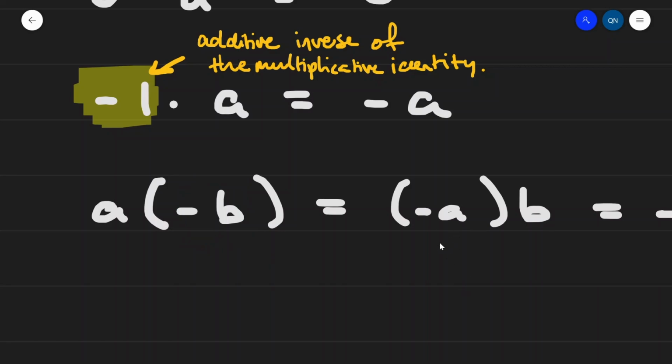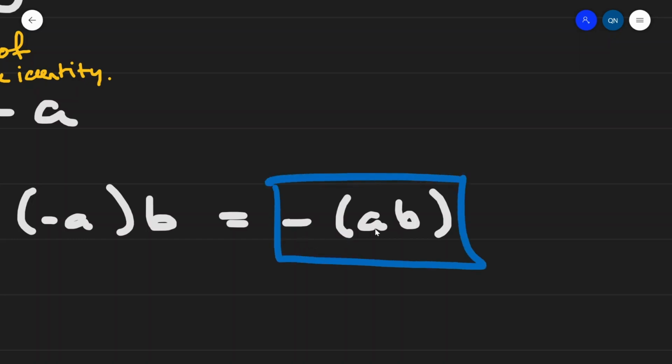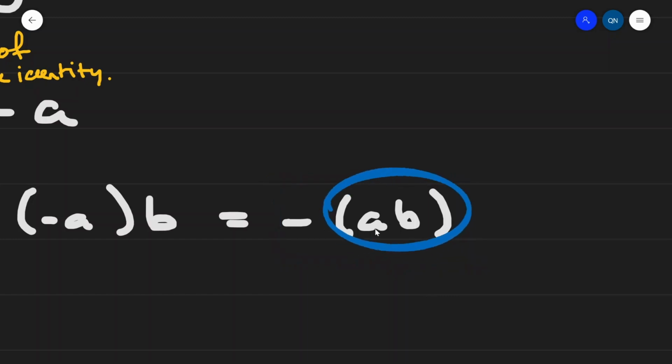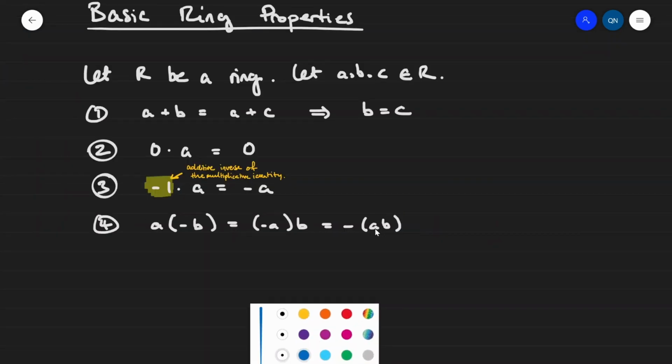And the same goes for A over here, and over here we have a negative of AB, but again, because we have the negative in front, it's really this whole thing that's referring to the additive inverse of what's over here, which is A times B. So AB, that's a single element. This is its additive inverse. Okay, so those are the properties that we'll prove today.